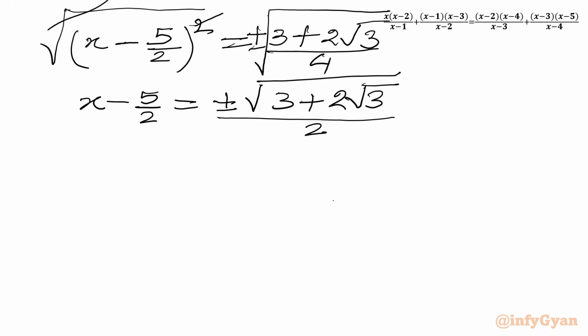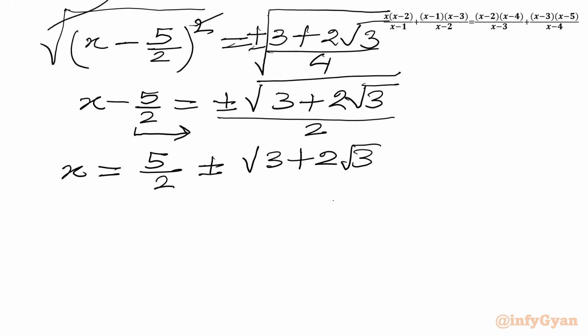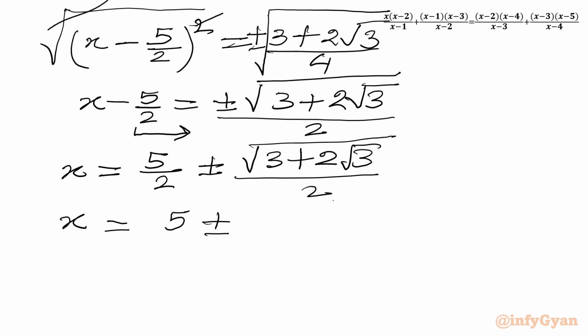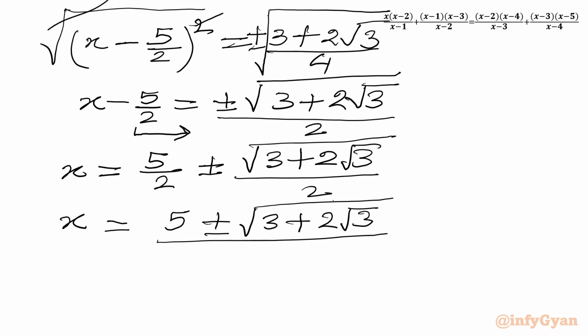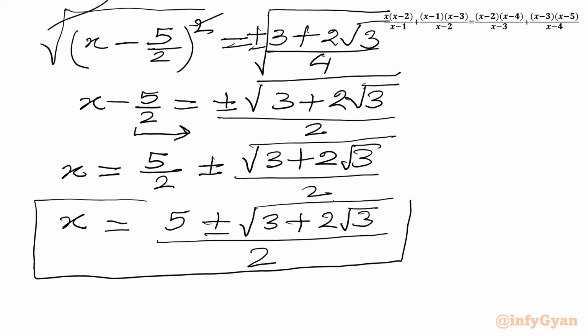Now we will add 5 over 2 to both sides, or we can take minus 5 over 2 to the RHS to get our answer, 5 over 2 plus minus square root 3 plus 2 root 3 over 2. Or we can write x will be equal to 5 plus minus square root 3 plus 2 square root 3 over 2. So we have two real values of x which will satisfy our equation.